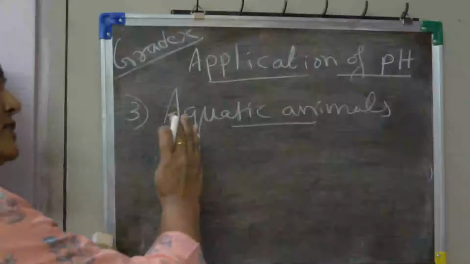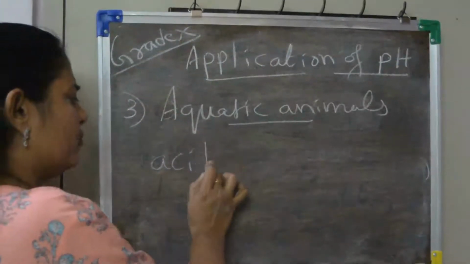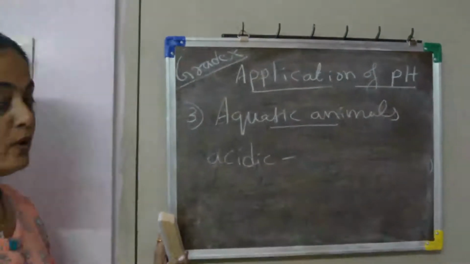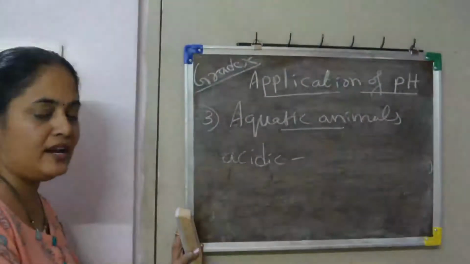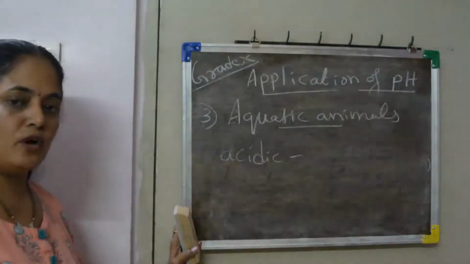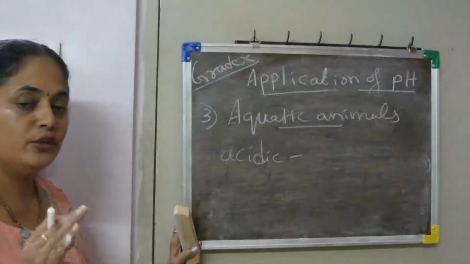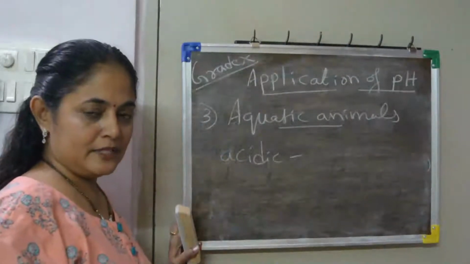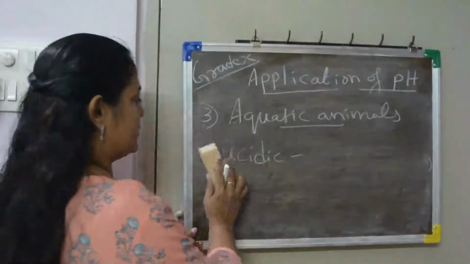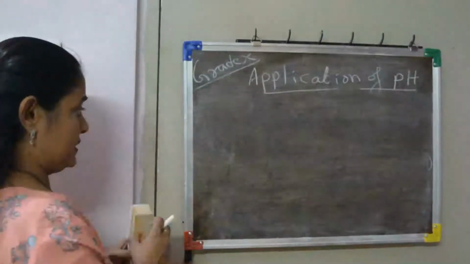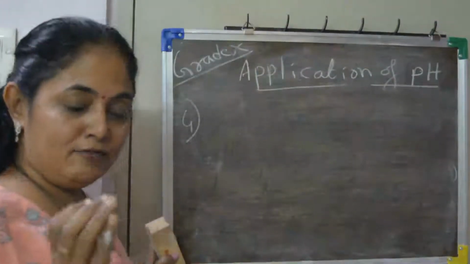So if the water becomes more and more acidic, again we have to neutralize it by using certain bases. What are the bases we normally use for soil? In the same way, we can dissolve this lime and pour it in water so that the water gets neutralized or the acidity decreases. Is it clear, children? This is the third application, in soil and in aquatic life.